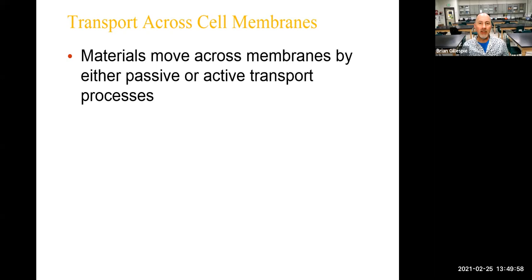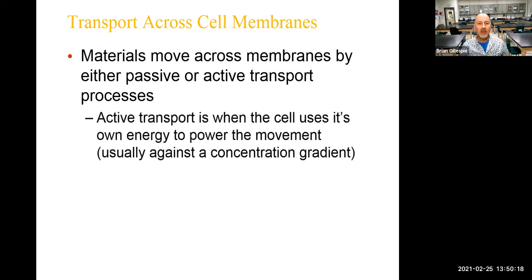When we look at the mechanisms by which things move in and out, we can largely describe them as falling into one of two categories. Either substances can move across the membranes through what we call a passive transport process, or they can come in through an active transport process. Active transport is when a cell actually utilizes its own energy reserves to power and force the movement of molecules from one side of the membrane to another. Usually this is being done because they're trying to move molecules against a concentration gradient.